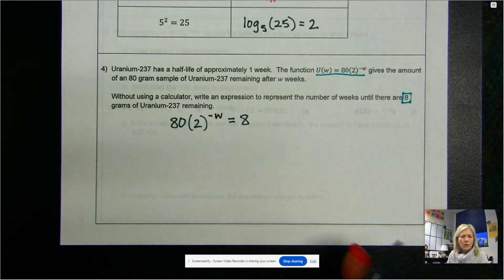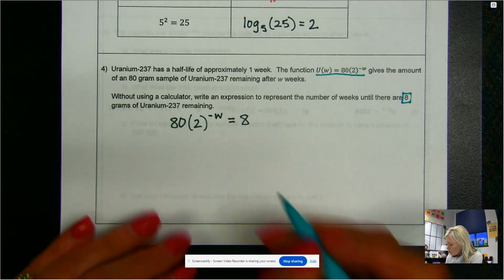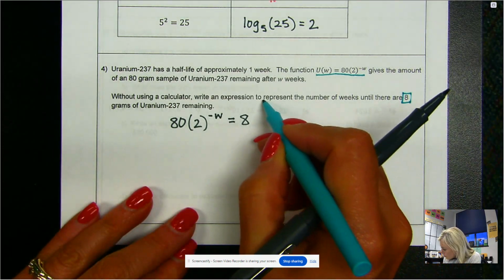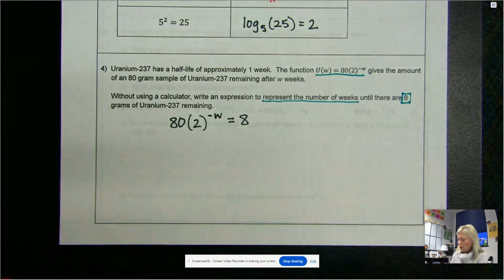And so this current equation hasn't been solved for the number of weeks. So in order to write an expression to represent the number of weeks, we have to actually solve this equation for w. We're just not going to put it into the calculator to get an answer. All right.